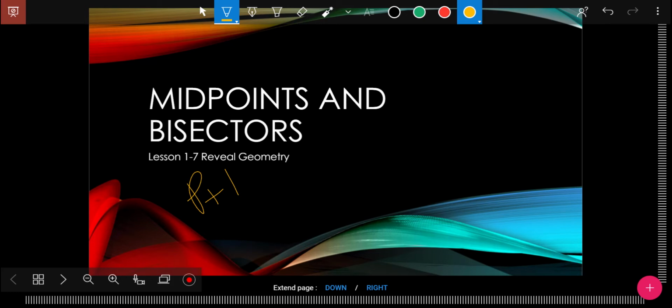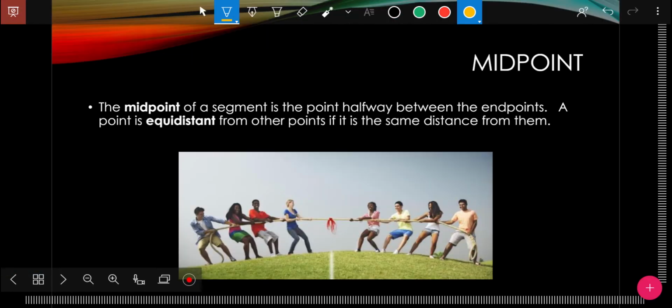Do you remember the definition of congruent? We've had that definition, and so do you recall the definition of the word congruent? Hopefully you got it right. Hopefully you remember congruent means same size and shape, or when we're talking segments, same length or same distance.